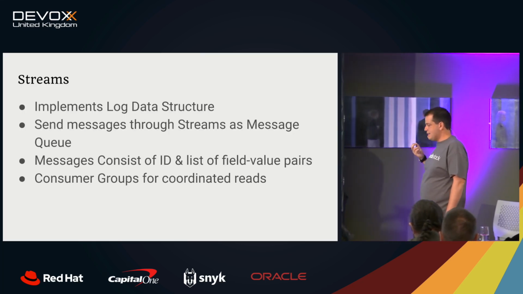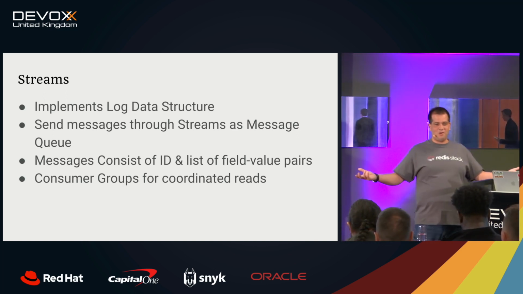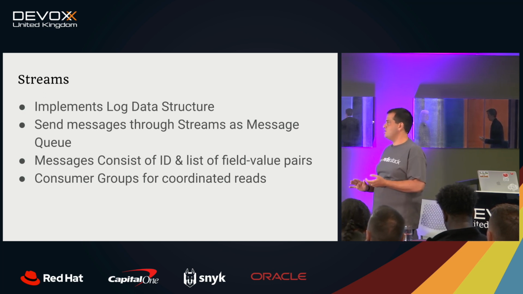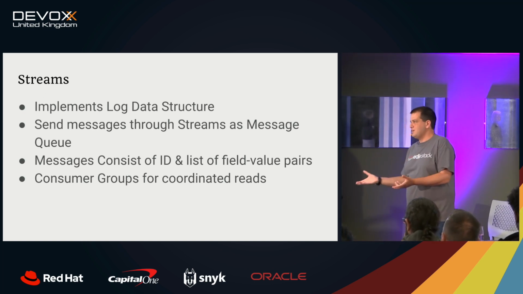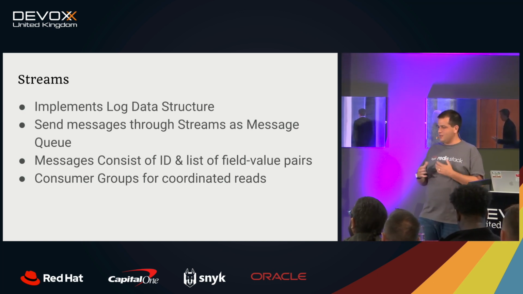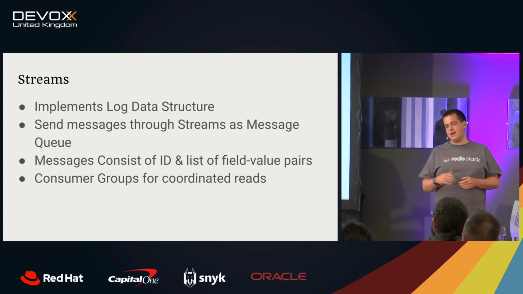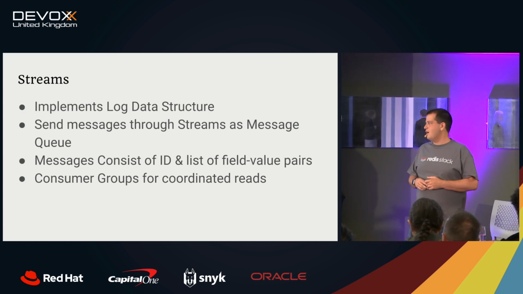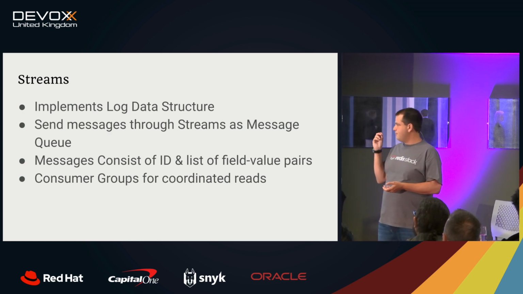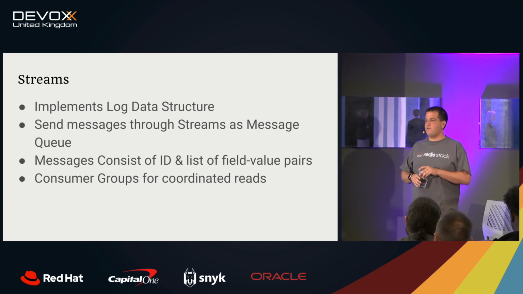Now streams. Streams are that log story that I told you before, about how the person's business was saved by Redis streams. Streams basically implement a log data structure, and it allows you to send messages through the streams to basically a message queue, almost like a Kafka-like thing. Messages consist of an ID and a list of field value pairs. So it almost looks a lot like a hash, but unlike a hash, it allows duplications because it's a list of key value pairs. It's not actually like a dictionary or a hash. And then you have consumer groups within a particular stream that allow you to coherently read things from the stream.